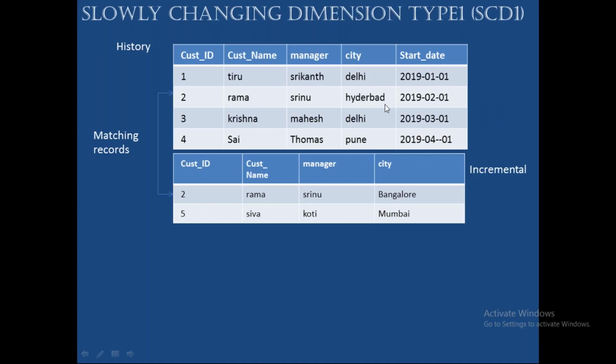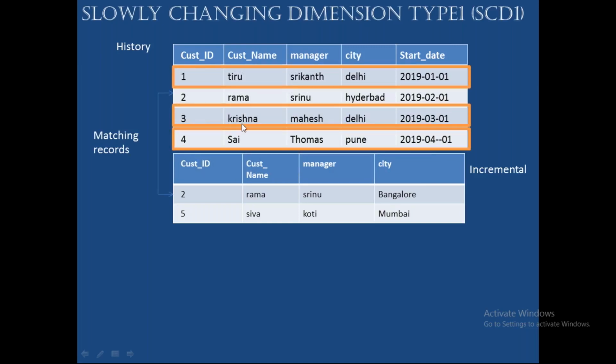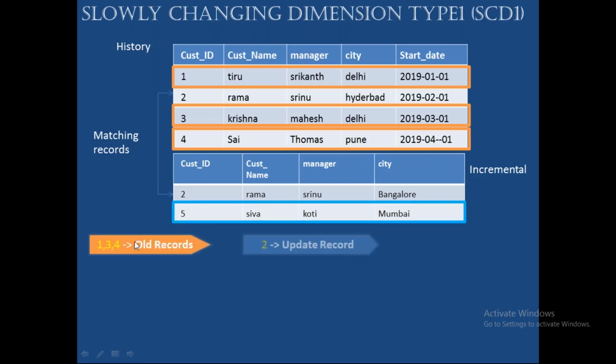I don't need to keep this entire record. He was in Hyderabad from this time to this time, and I don't need to save that history here. So you can directly take this entire record and overwrite it here. Records 1, 3, 4 are the old records. If you look at the 5th, this is the new record. Now you see 1, 3, 4 are the old records, 2 is updated, 5 is the new record.